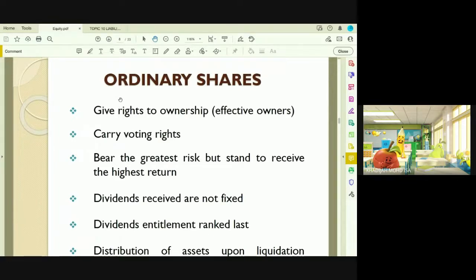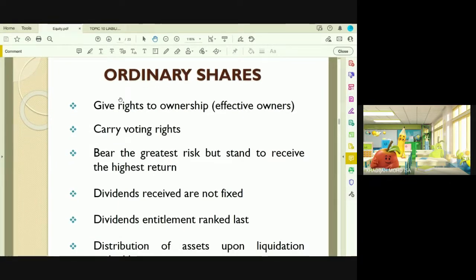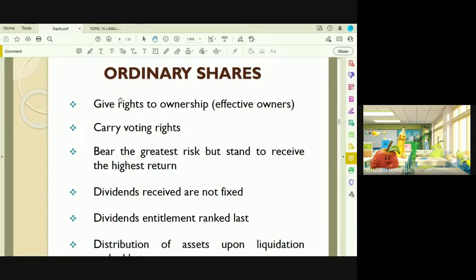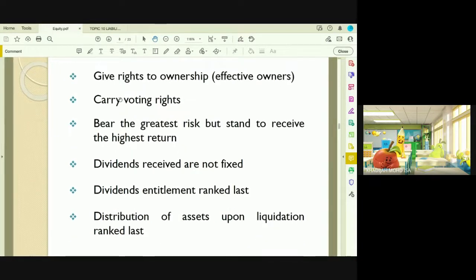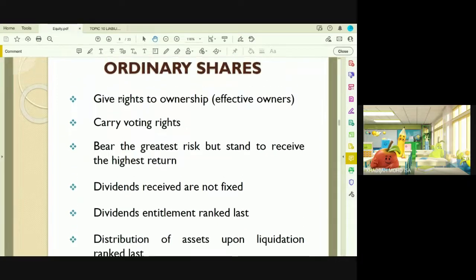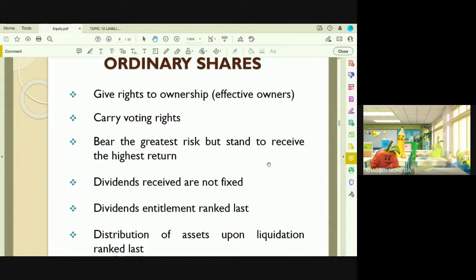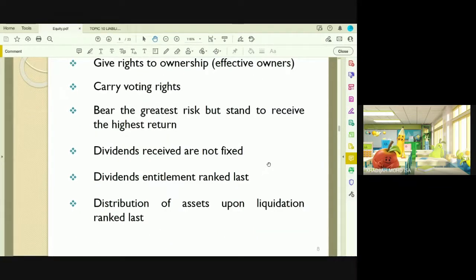Right, so let's look at the ordinary shares. It gives rights to ownership, all right? So these are the effective owners of the company that carry voting rights. So in the AGM, they can vote on whatever is discussed during the meeting, right? And the ordinary shares bear the greatest risk but stand to receive the highest return, right? Of course the risk is always there, all right? Dividends received are not fixed, depending on how the company decides.